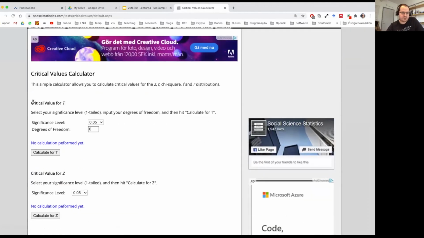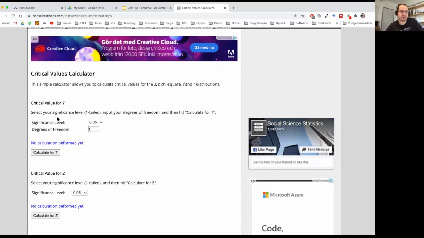Look, so this will give you the critical value for T, right? So select your significance level, one-tailed, input your degrees of freedom, then hit calculate for T. Again, you see significance value. It's asking me for significance value and not for confidence level. So just keep in mind that both things are just two sides of the same coin.